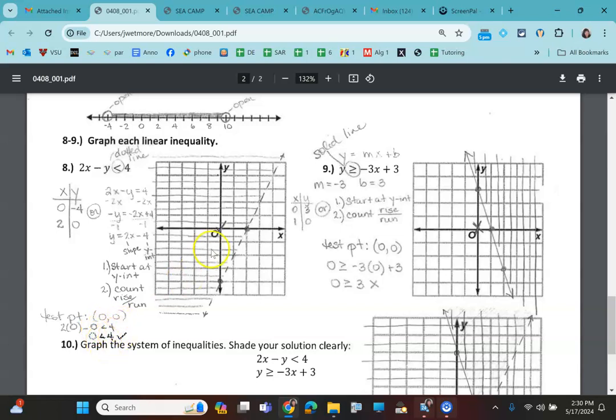Since that's a true statement, since that point worked, that means every point over on this side is going to work. And so I'm going to shade on this side. And the graph is the only way to write my answer.